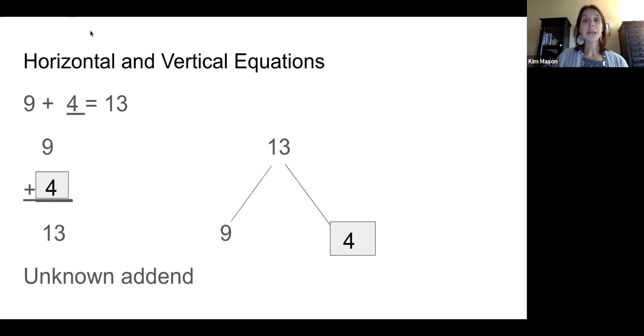So we can show equations horizontally and vertically. We also can make our equation chains, and the key with the equation chain is every single part has to be equal to the same amount.